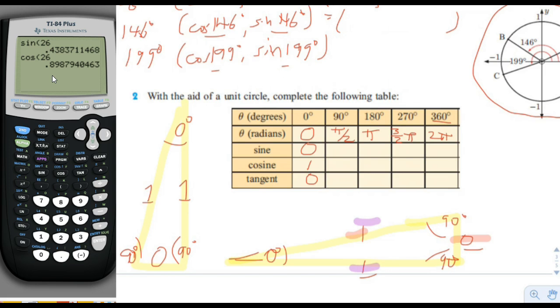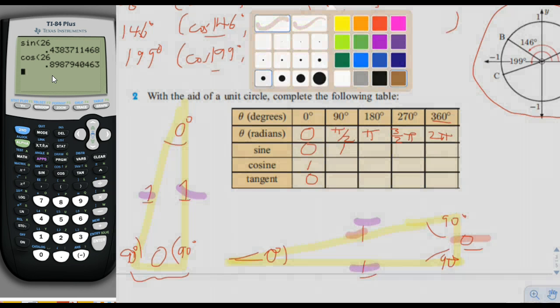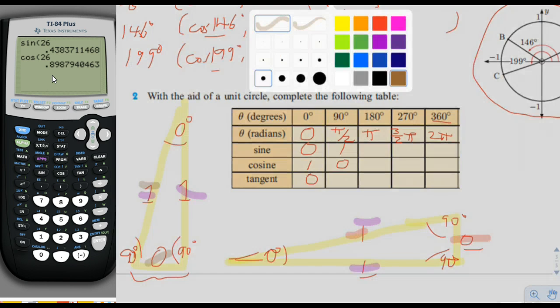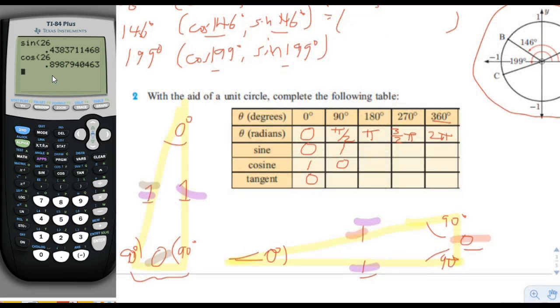We would continue doing that. Now with 90 degrees, we'd look at this triangle. Sine would be the opposite over the hypotenuse, which would be 1. Cosine would be the adjacent over the hypotenuse, which would be 0 over 1. The tangent would be opposite over the adjacent, which is 1 over 0, which is infinity.